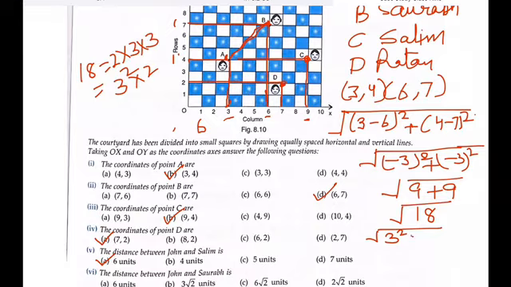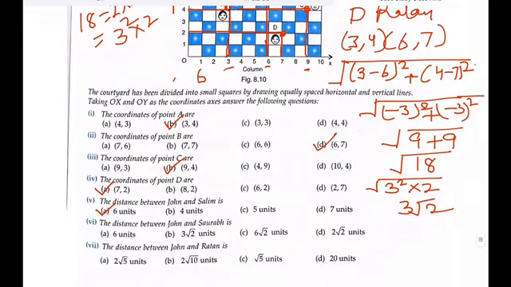Now what can we write 18 as? 18 is 2 multiplied by 3 multiplied by 3. That means we can write 18 as 3 square multiplied by 2. So it will be 3 root 2. 3 root 2 will be the answer in this case. Fine. So where is 3 root 2? This one is 3 root 2. That's the answer.